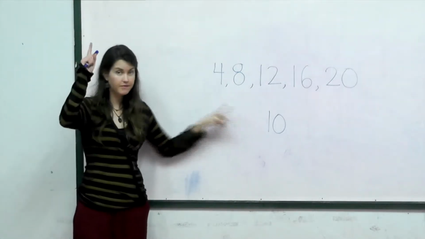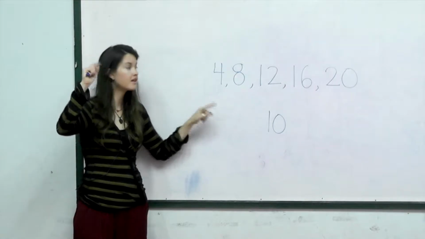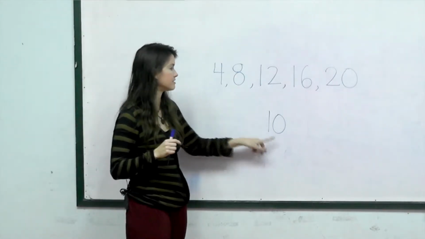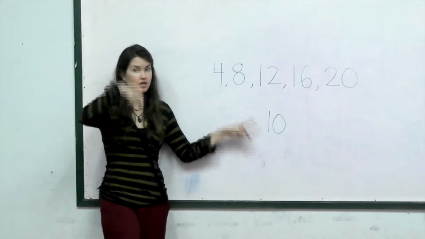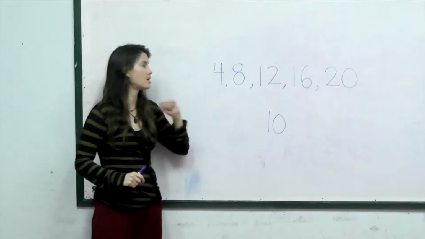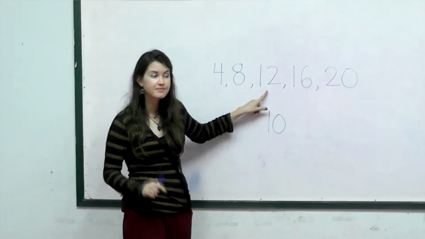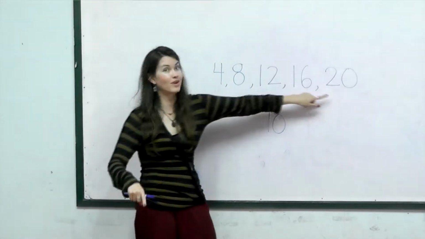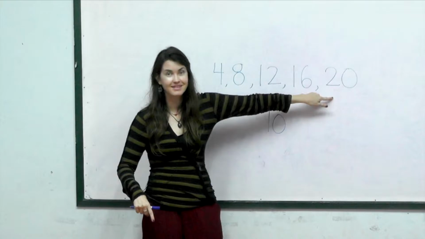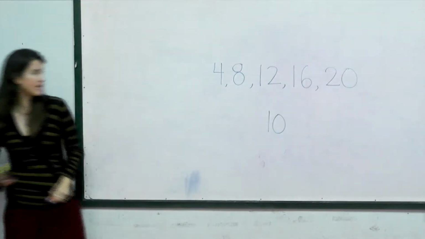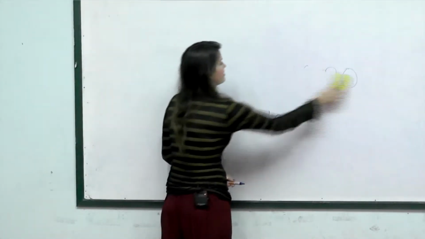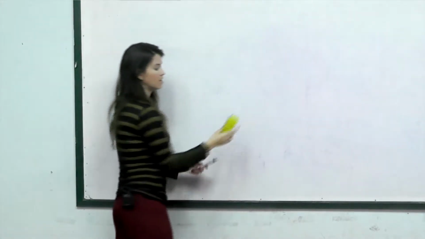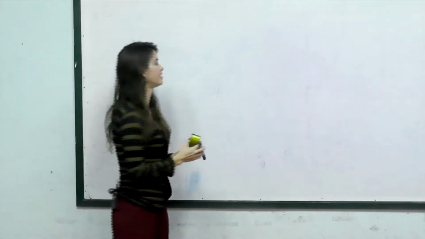10 is more than 4? Good. What about 8? Is 10 more or less? More. What about 12? Less. Good job. And 16? 20? Very nice job, friends. We're going to play a little game later on where we need to think about if a number is more or less than our certain number here.